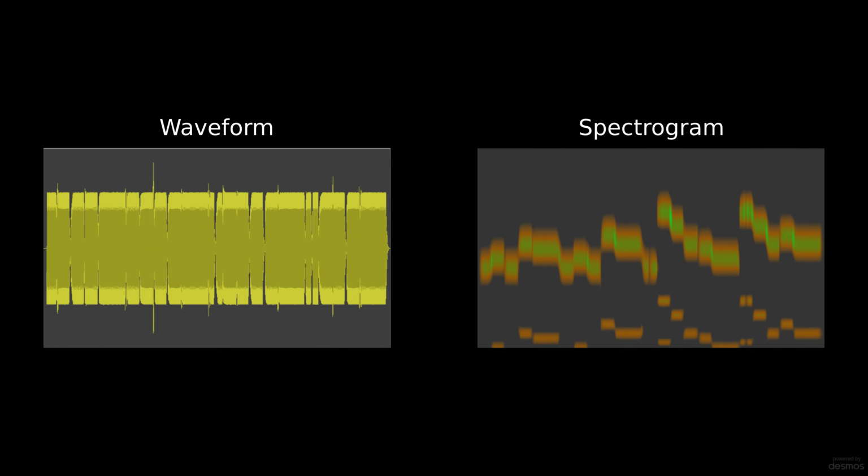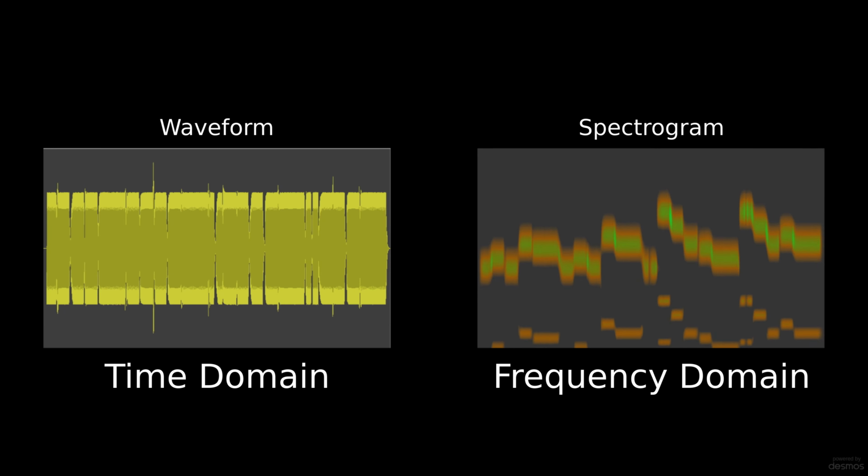Here's the waveform of the song Happy Birthday, as well as its spectrogram, which is a visual representation of the Fourier transform's output. In this spectrogram, you can clearly see the structure of the song. The data before the Fourier transform has been applied is called the time domain, and after the Fourier transform has been applied is called the frequency domain.